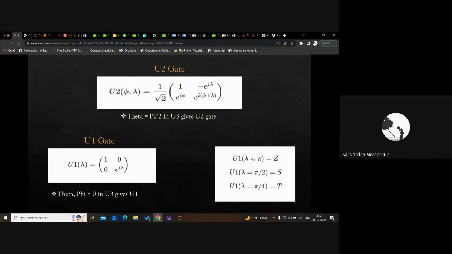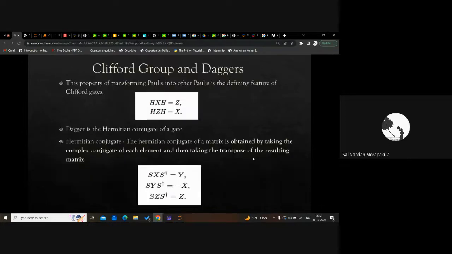So remember, we just need to remember this, that there is no other way for this. So I'll quickly walk you through Clifford groups and daggers. Basically, a dagger is a Hermitian conjugate of a gate. For example, S dagger is the Hermitian conjugate of an S gate.